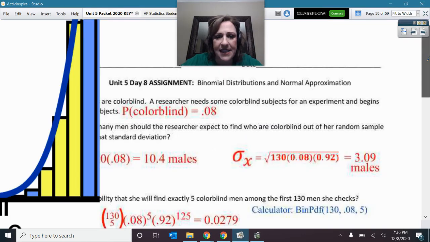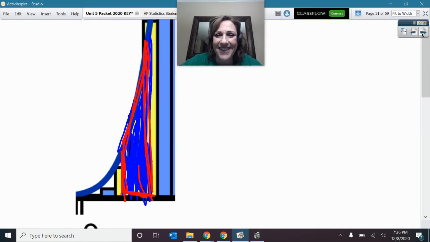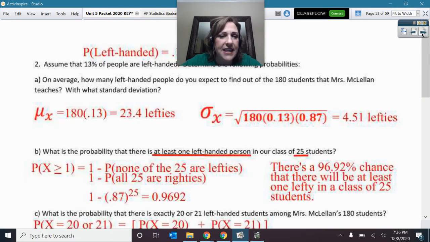We'll go ahead and finish out this answer. Here, they're fairly close. As n increases, the binomial and normal model approximations get closer. All right, so let's take a look at this next one.